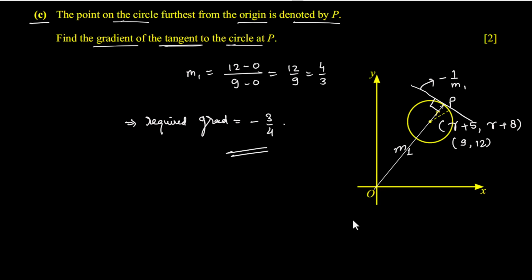Since it is of 2 marks, we can simply say that the gradient of the tangent would be the negative reciprocal of the gradient of the line joining the origin to the center, because the angle between the radius and the tangent at the point of contact is 90 degrees. That would be enough to get the marks. So let's have the next question now.